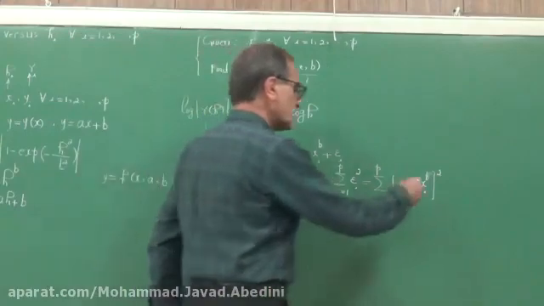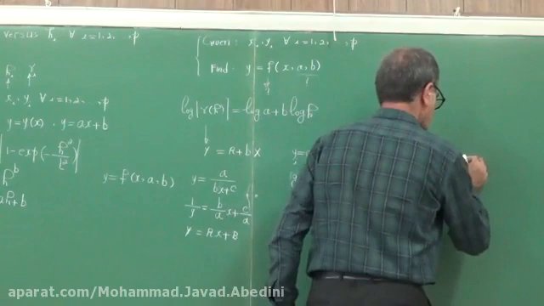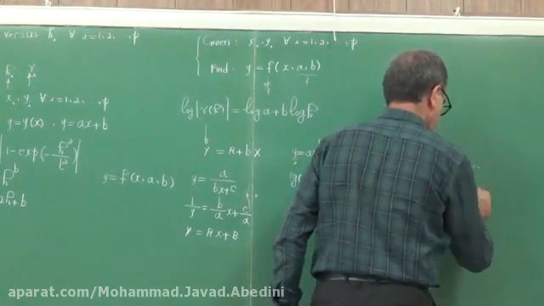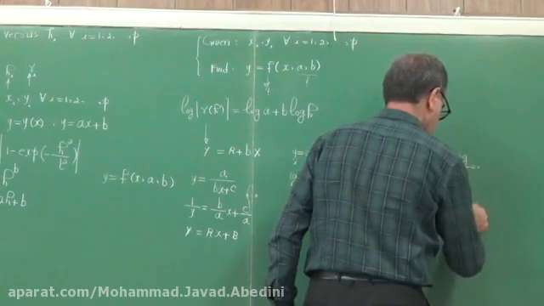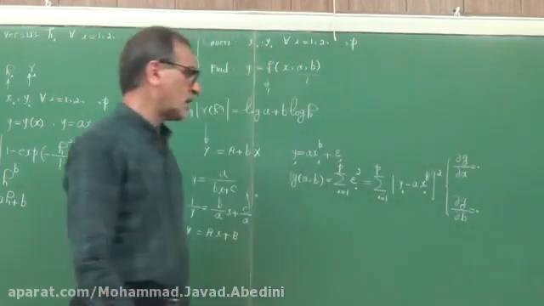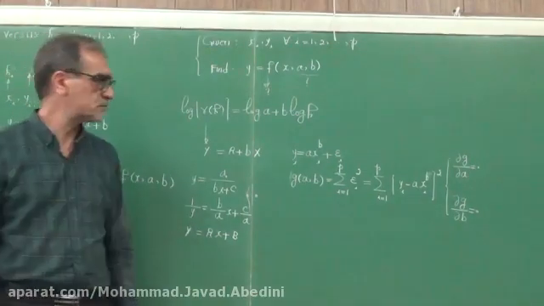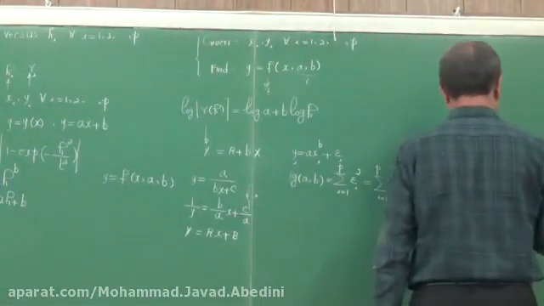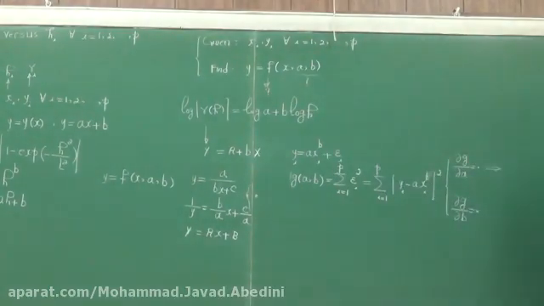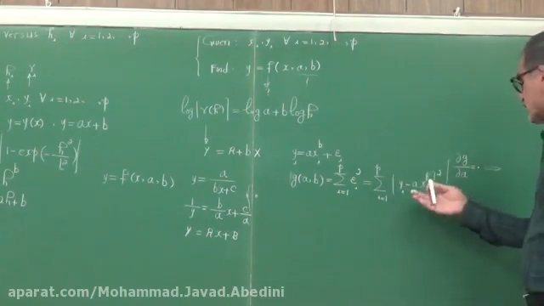What you need to do is take the partial derivative of g with respect to a and put it equal to 0, and the partial derivative of g with respect to b and put it equal to 0, and then you have two equations with two unknowns. Partial derivative of this g with respect to a.